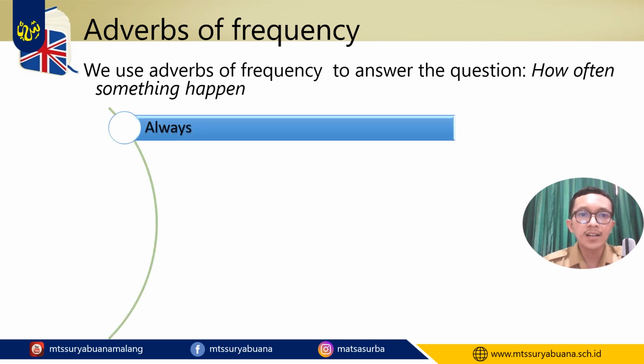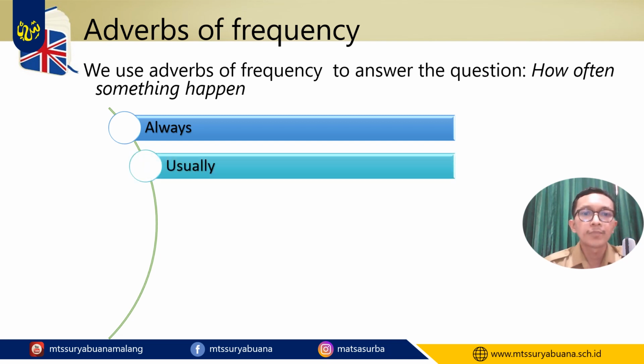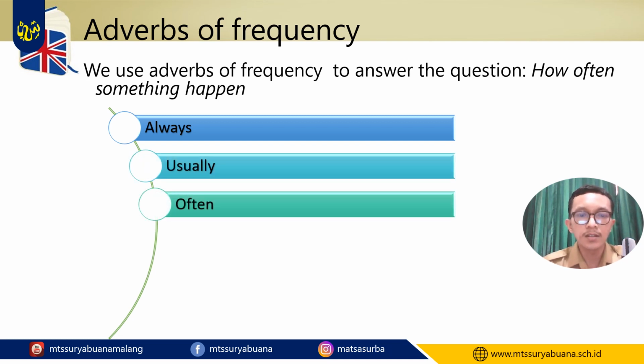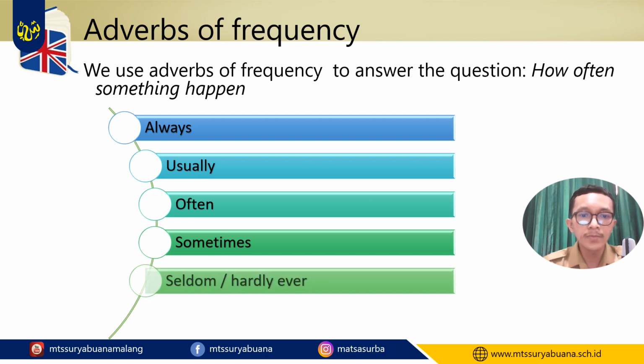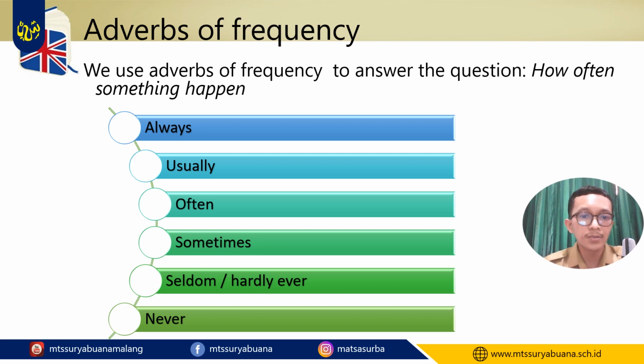Okay, these are the kinds of adverbs of frequency. The first ones are always, usually, often, sometimes, seldom, or hardly ever. These two words are synonyms, so seldom or hardly ever. And the last one, never.